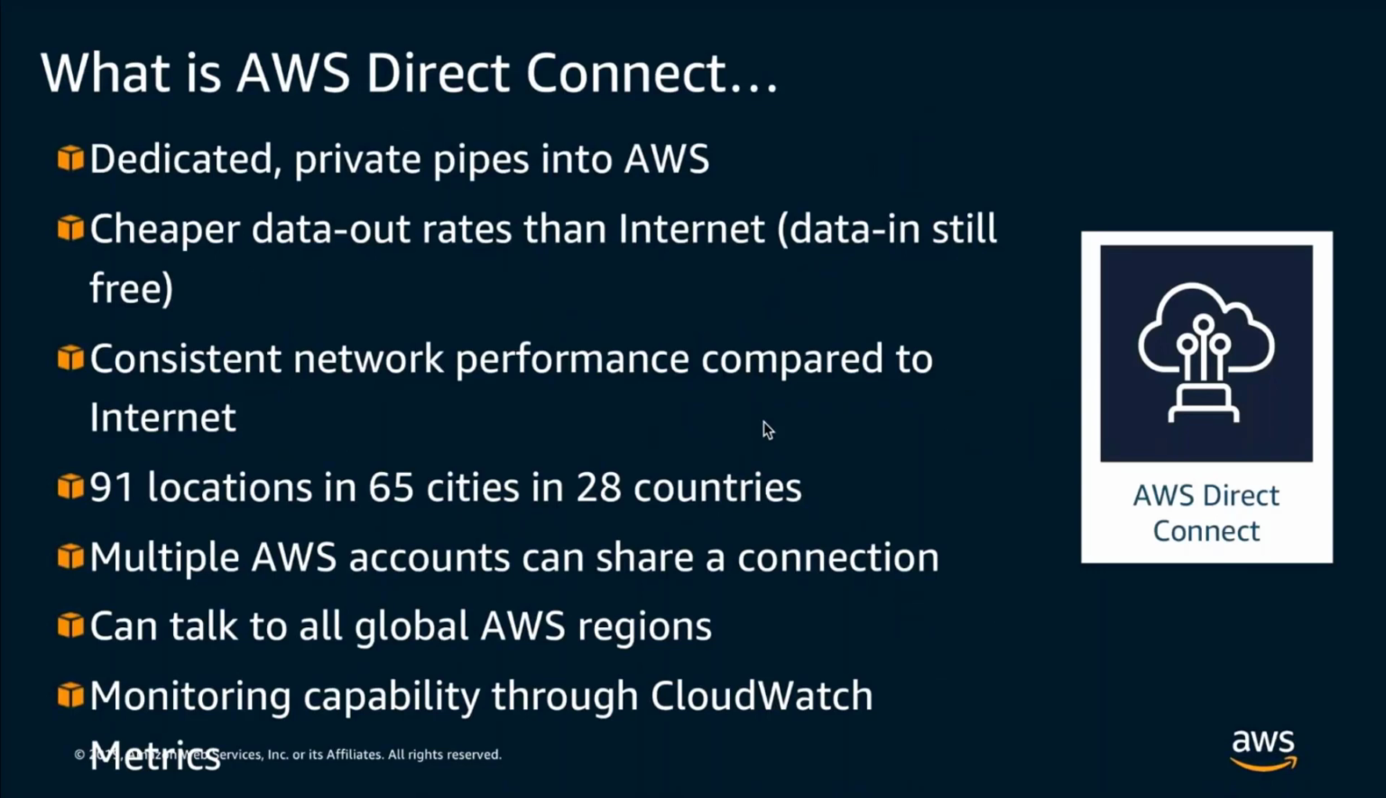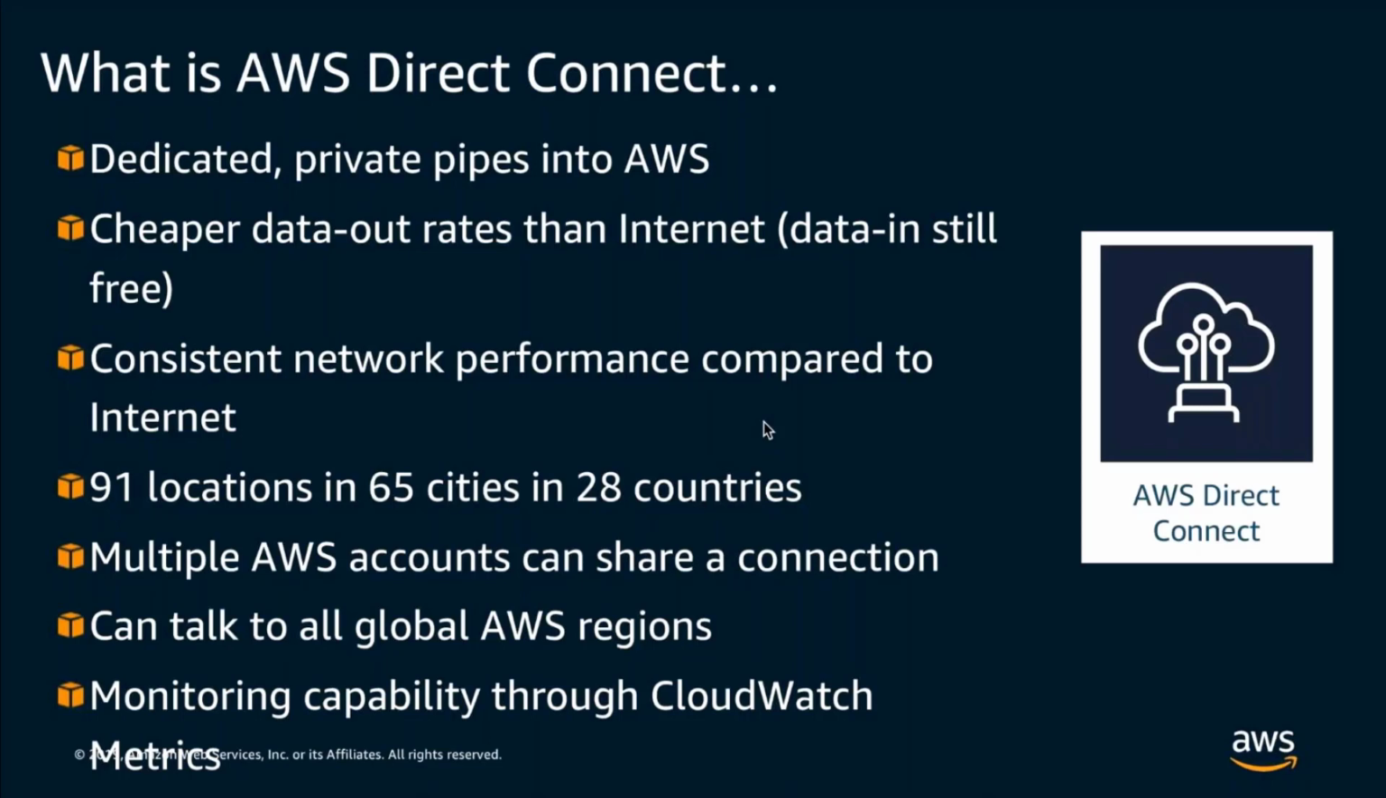Thank you, Mohammed. AWS Direct Connect provides you dedicated private pipes into AWS. You can get connectivity directly from AWS, or you can work with hundreds of our partners to consume the AWS Direct Connect service. When you use AWS Direct Connect, you get several advantages. You get cheaper data out rates than you would get when you do your data transfer out over the internet. Data transfer in is still free. We do not charge for that. You get very consistent network performance compared to what you would get when you use the internet.